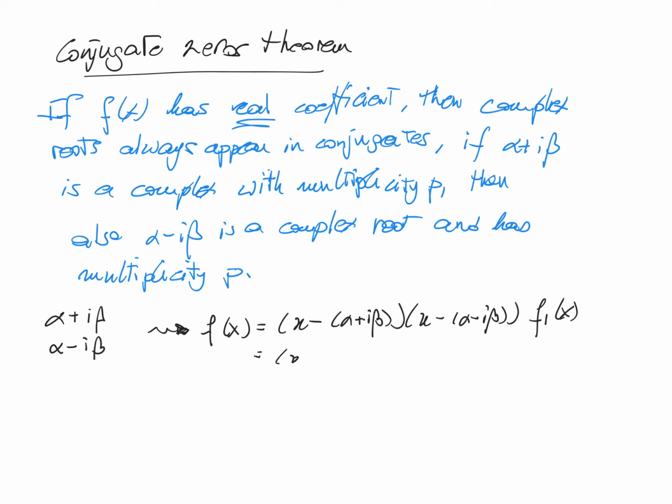Let's then rework this. So this is x minus alpha minus i beta times x minus alpha plus i beta times f1 of x. And then if you work this out, this is x minus alpha squared plus beta squared times f1 of x. Hence, this means that every polynomial can be resolved in factors that are either linear or quadratic, and they all have real coefficients.